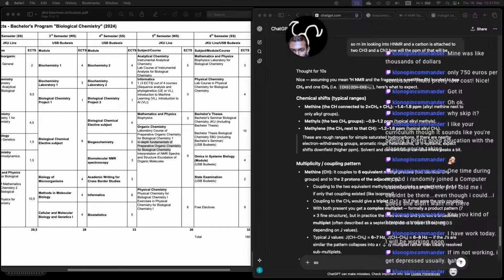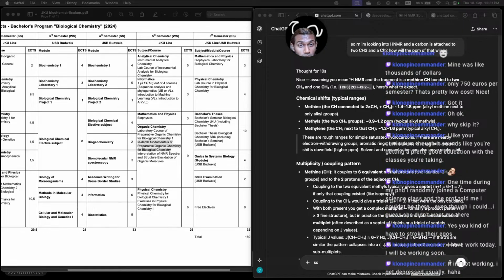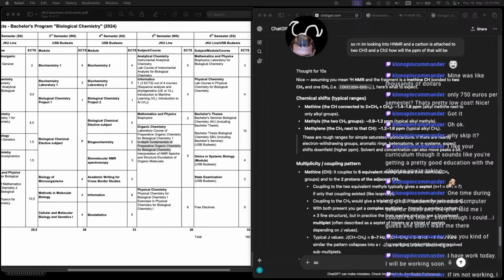Only 750 euros per semester. That's pretty low cost. Mine was thousands of dollars. Okay, but I pay for my semester. What I get paid from my part-time job is about 650 euros monthly. So it's kind of hard to save. But yeah, you gotta hustle.